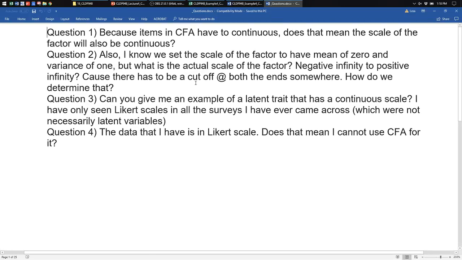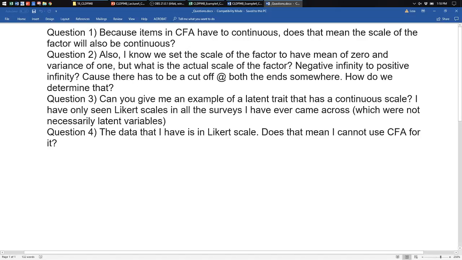So number one here. Because items in CFA have to be continuous, does that mean the scale of the factor will also be continuous? The scale of the factor will always be continuous, irrespective of the kind of items that you have. So the latent trait in question is continuous and normal, no matter what. It's the item responses that can vary in kind.